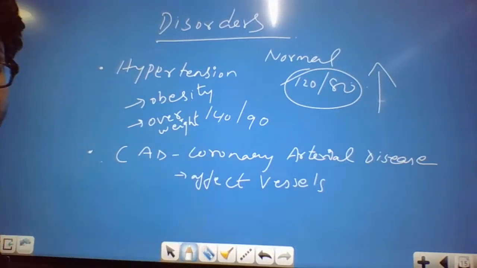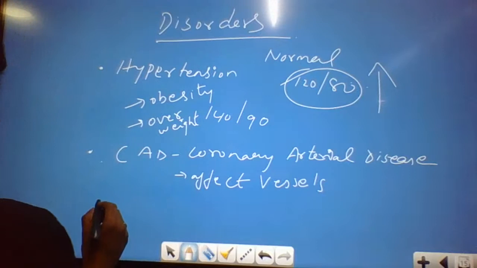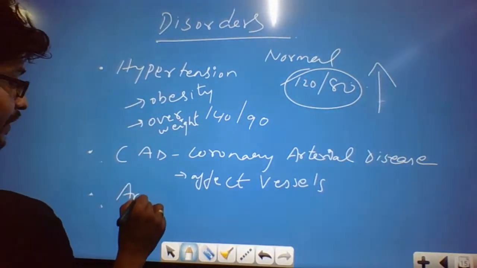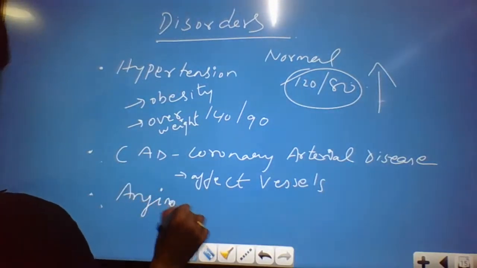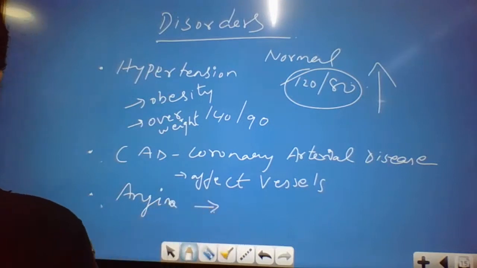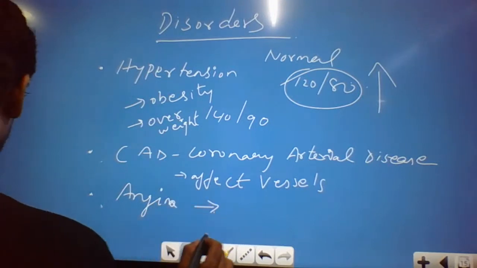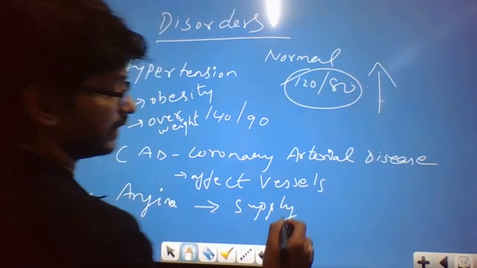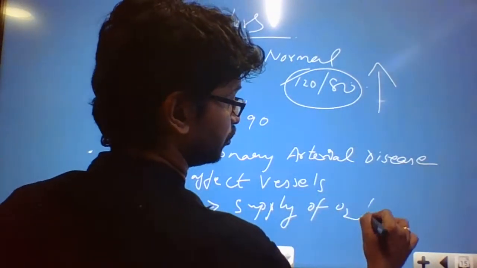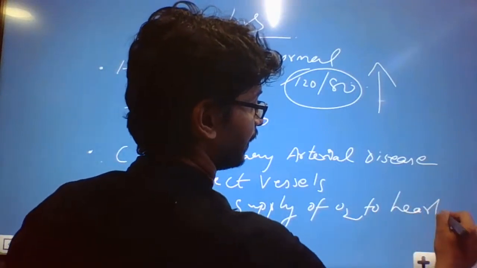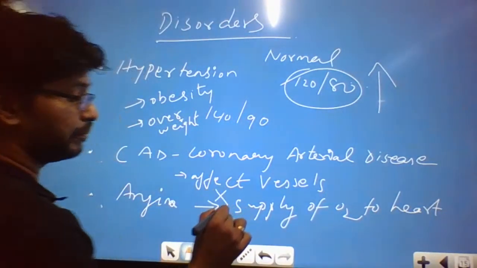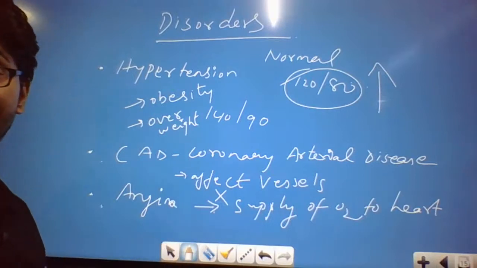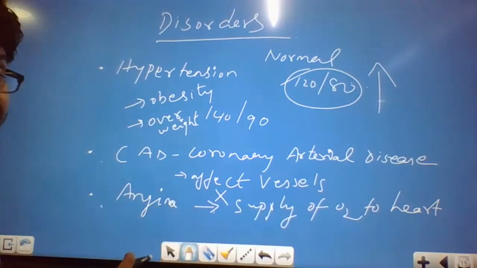This condition is called coronary arterial disease. Then we have something called angina. So what is angina? Angina is a condition where the oxygen supply to the heart is interrupted. So this condition is called angina.